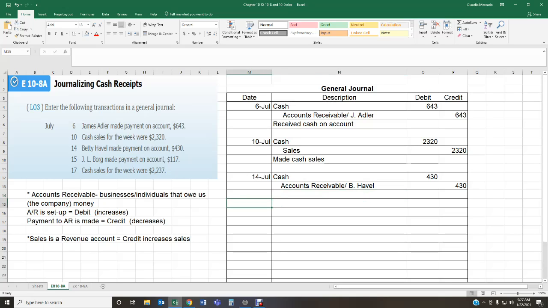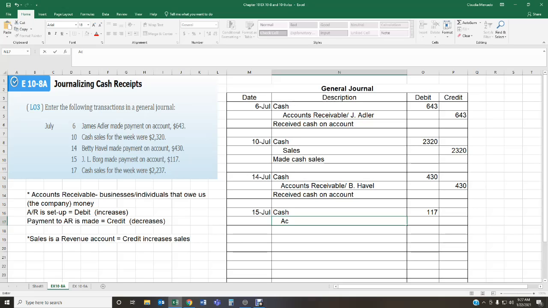On the 15th, J.L. Borg made a payment on account, $117. Same transaction here. Let me just put a little description here. So on the 15th, another payment was received, but this time from Borg for 117. So if we received a payment, what did we get? We got cash of 117, and it was a payment on account. So that means that Borg owed us money.